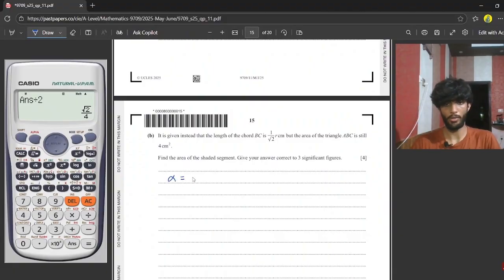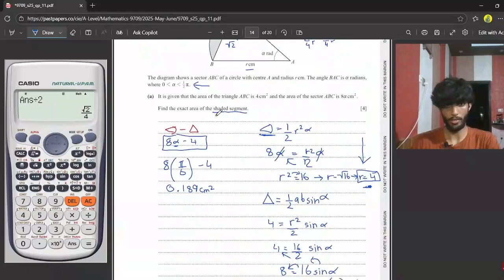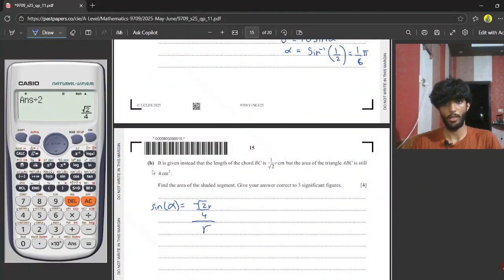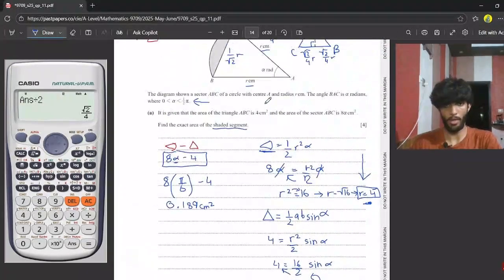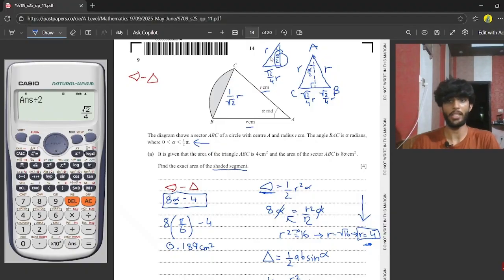Sine alpha is equal to under root 2 over 4r divided by, what was it? Divided by r, I believe. Yes, divided by r. This is simple trigonometry, right? And I can essentially cancel out this r and this r. And actually, my bad, this isn't just alpha, this is alpha by 2. Remember, because I split the triangle into 2 halves, the angle that I'm finding is actually alpha by 2.